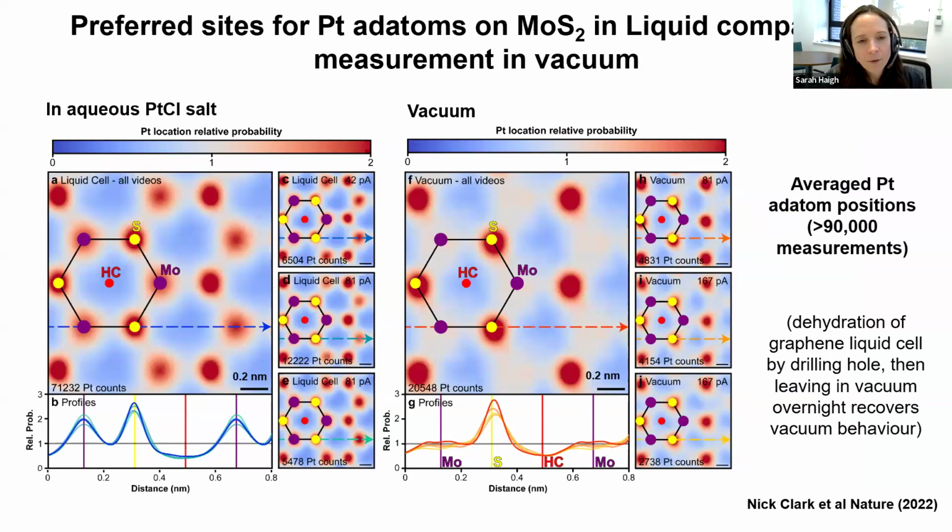And this is some results which we published a couple of years ago, which shows that when you don't have the liquid present and you study the catalyst, you end up with a result that's dominated by the presence of sulfur vacancies generated by the electron beam in combination with the vacuum.